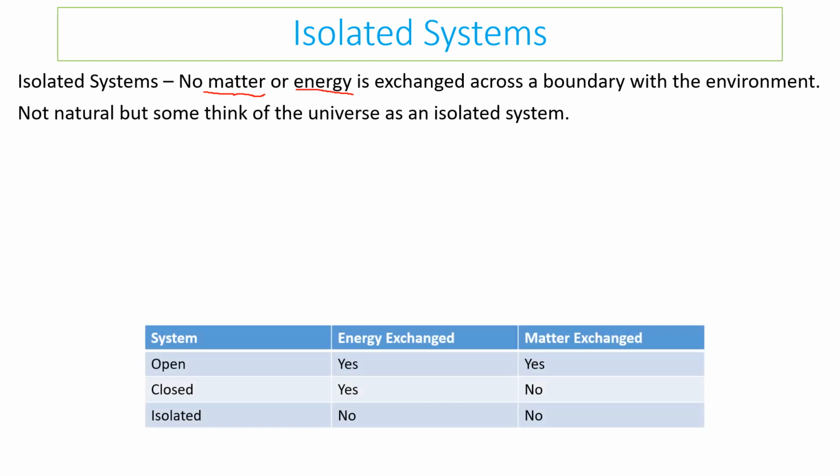So what would you be expected to know? Well, you should be expected to know these effects. An open system allows energy and matter to be exchanged. A closed system allows energy, but no matter, to be exchanged. And an isolated system does not allow either to leave. Hopefully that gives you all the information you need about systems and models.